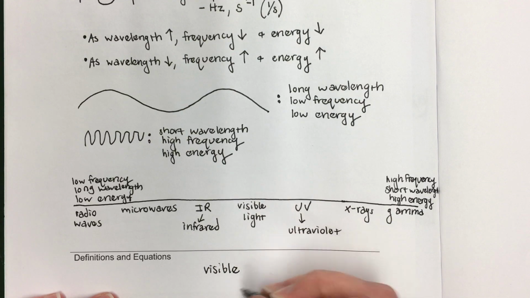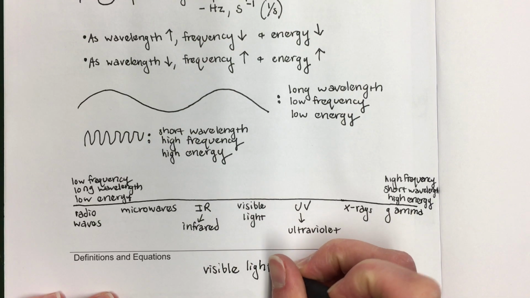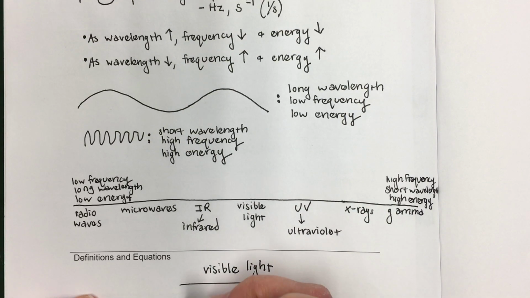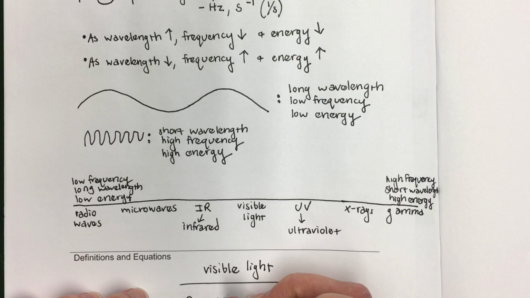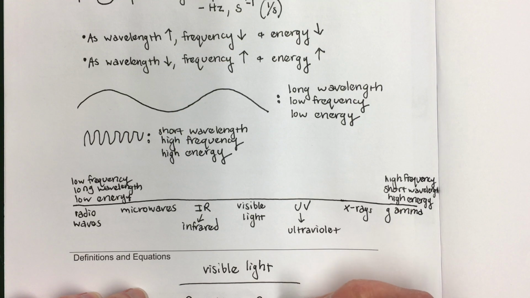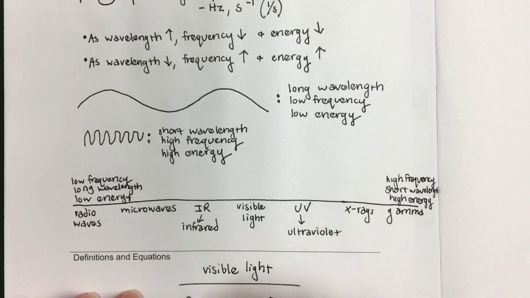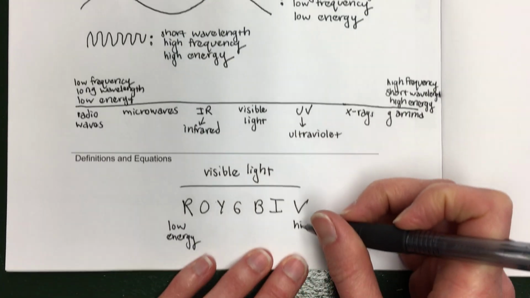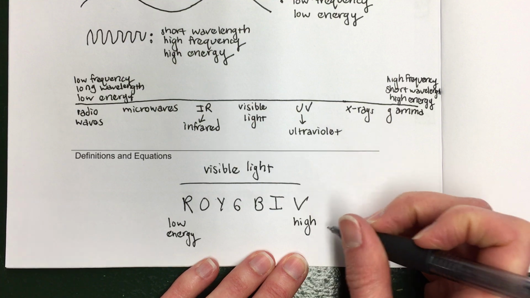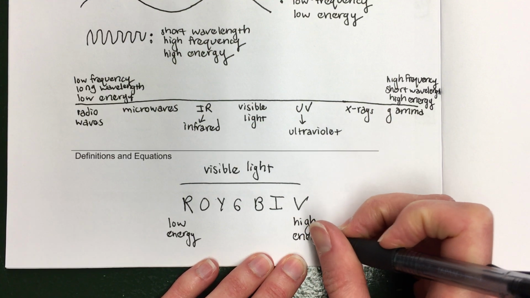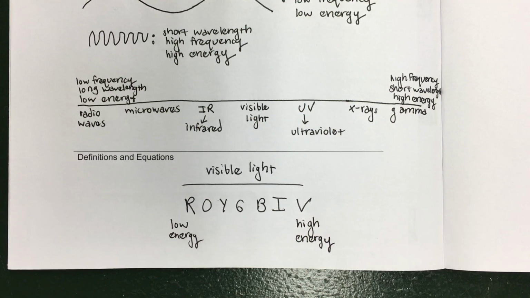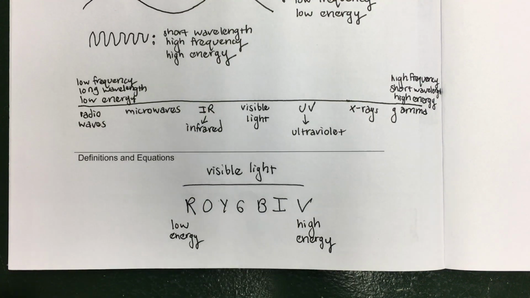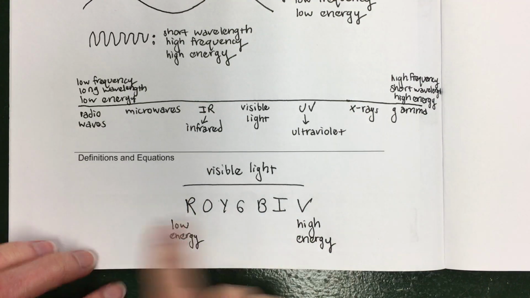Last thing, you need to know the order of visible light from most energy to least energy. So red is the lowest energy, orange, and then yellow, green, blue, indigo, and violet. So red would be low energy, low frequency, long wavelength. Violet would be high energy, short wavelength, high frequency. So you need to know the difference between the colors, have that order memorized.